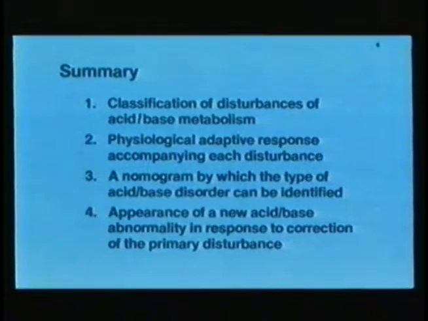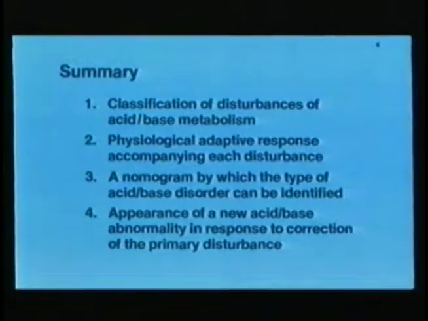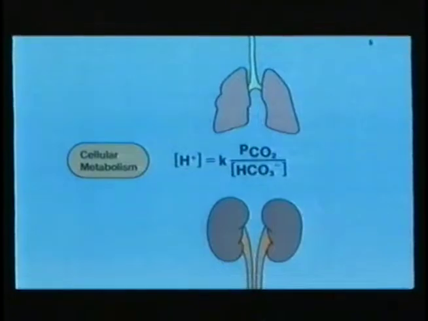4. The following topics will be discussed. 1. Classification of disturbances of acid-base metabolism. 2. The physiological adaptive response accompanying each disturbance. 3. A nomogram by which the type of acid-base disorder can be identified. 4. Appearance of a new acid-base abnormality in response to correction of the primary disturbance.